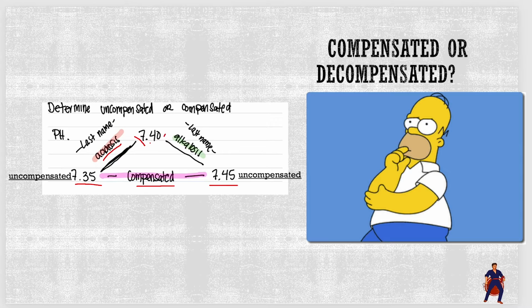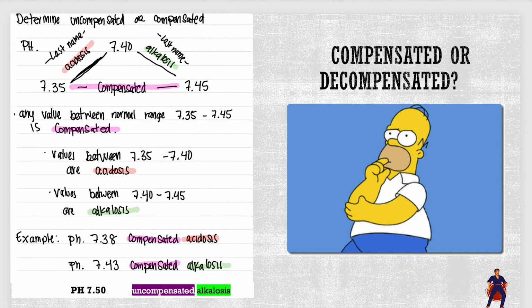And any value between 7.4 and 7.45 is going to be alkalotic, and that's the last name for that. And any numbers below 7.35 are going to be uncompensated, the same as if they're above 7.45. Now that we know how to draw our triangle, we can start using it to name our pH.